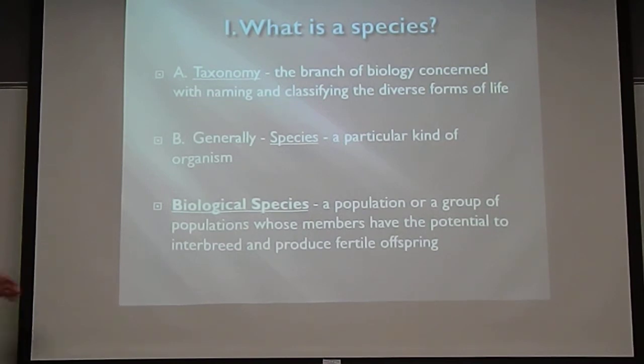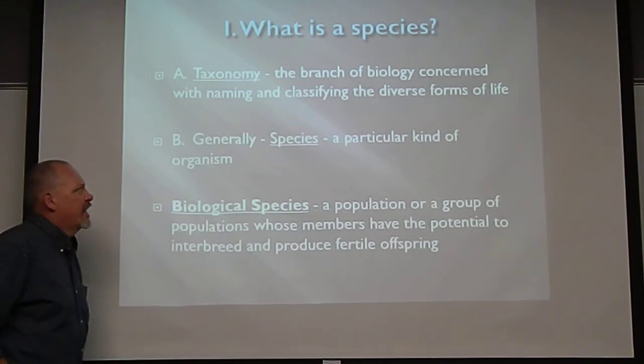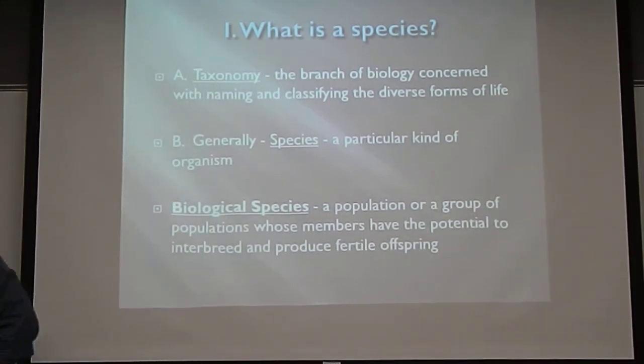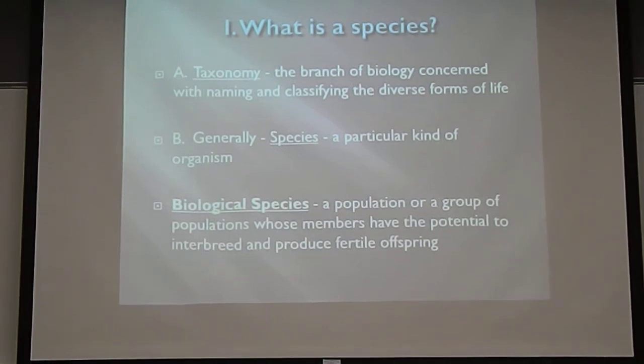Generally, we think of species as a particular kind of thing. It's a kind of bird, it's a kind of fish. Taxonomy is the science of identifying, naming, and classifying organisms. I'll talk about it at the end of chapter 15.